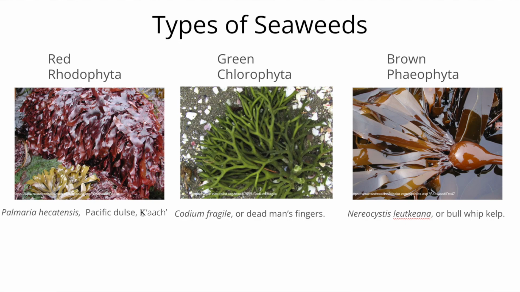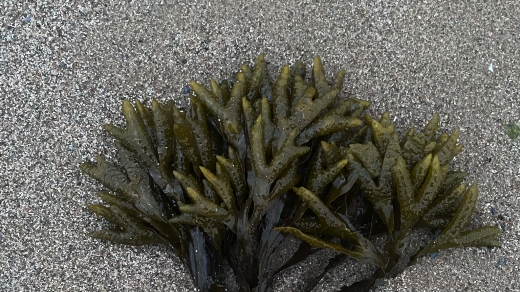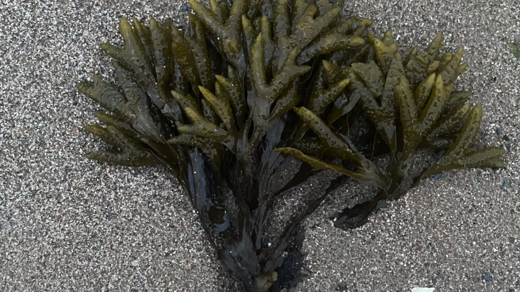Have you seen any of these seaweeds at the beach before or in the ocean? Here's a green seaweed that I found at the beach. This one is called sea lettuce. I also found this brown seaweed called fucus that grows on the rocks here.